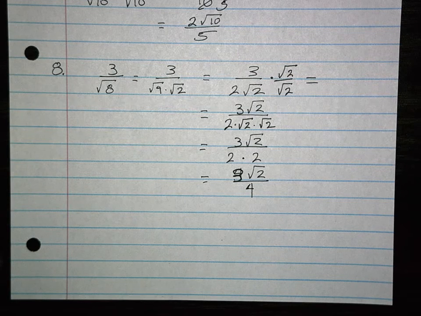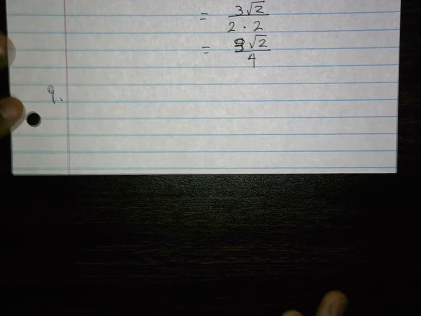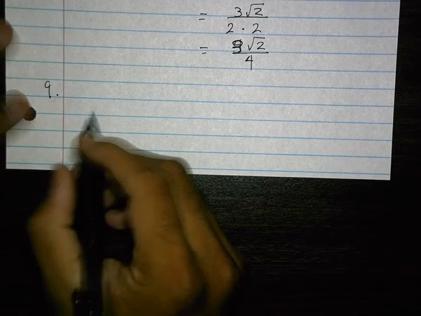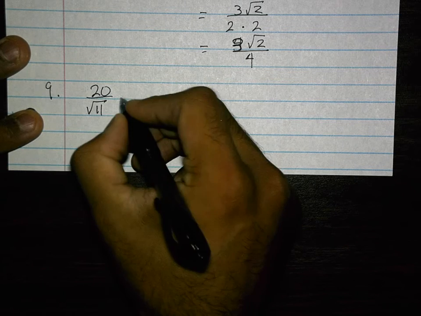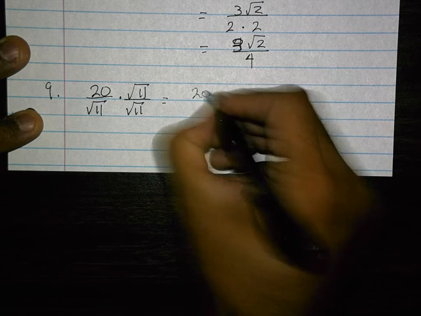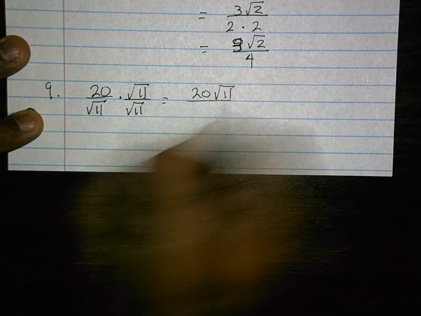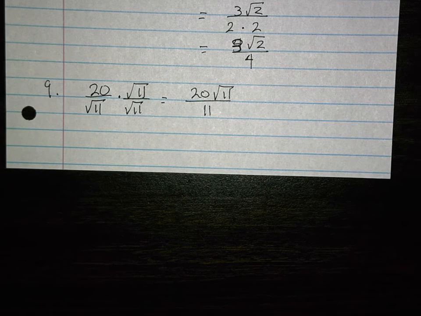Number 9. Let's squeeze this on this piece of paper. Number 9 is 20 over root 11. You can't simplify root 11, so I'm just going to go ahead and rationalize it. And this equals 20 root 11. Two identical radicals times themselves is just a number underneath. And there you go. Nothing to reduce there.